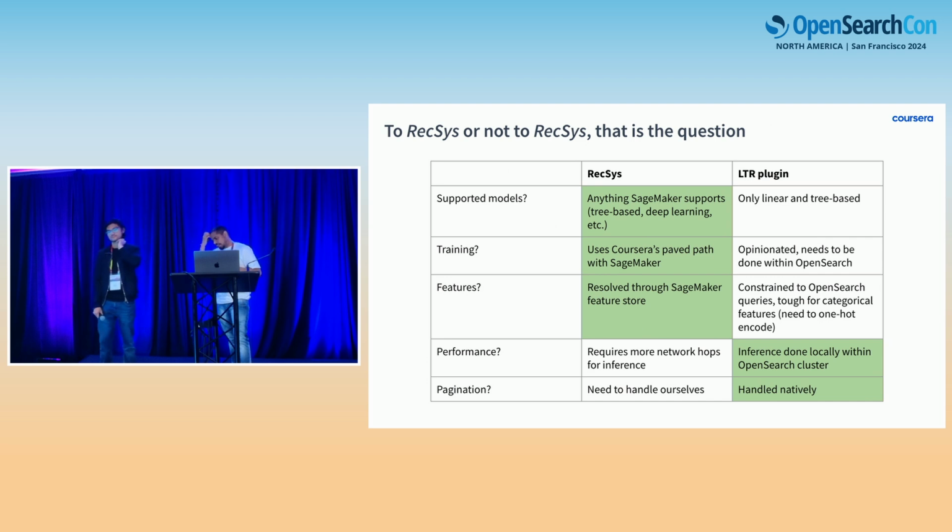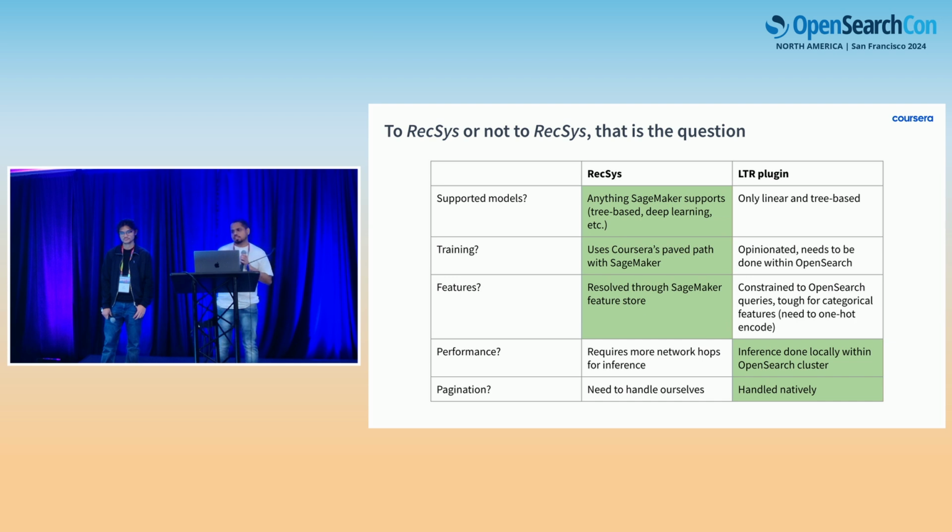Next, I'm going to talk about why we chose Rexis over the default LTR plugin that OpenSearch already provides. Rexis, as JR mentioned, is Coursera-hosted, SageMaker-based recommendation engine. We chose this over the LTR plugin, which is hosted inside OpenSearch, due to a few reasons. We also had to go through some trade-offs that I'm going to talk about here. So first of all, the models, right?